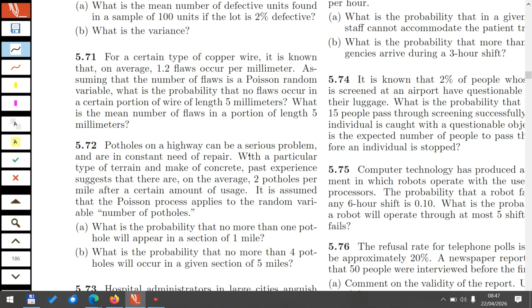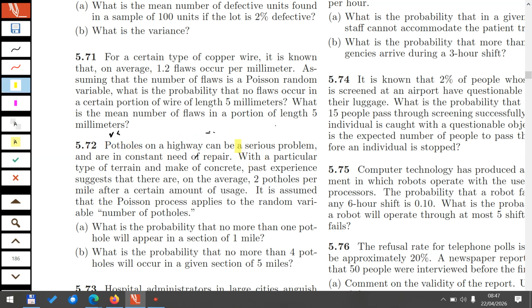So 5.72, potholes. You know potholes on the road. Just like speed bumps are not desired, potholes are not desired either. And when you are going on the road, except if you are living in a very bad area, normally on a highway, it is very rare to find these potholes because a highway is meant to be smooth. This rareness is the reason why we can apply a Poisson process here.